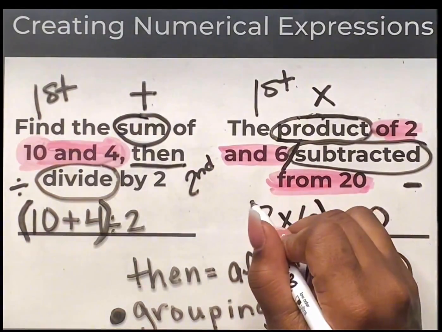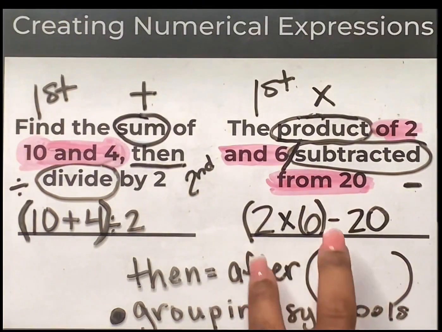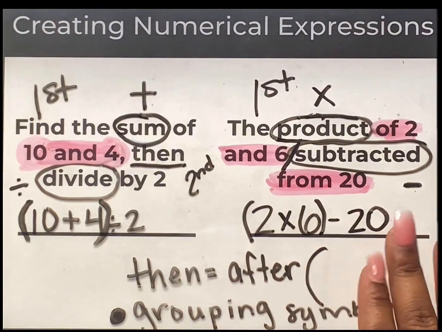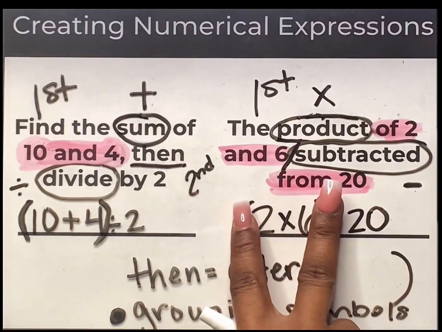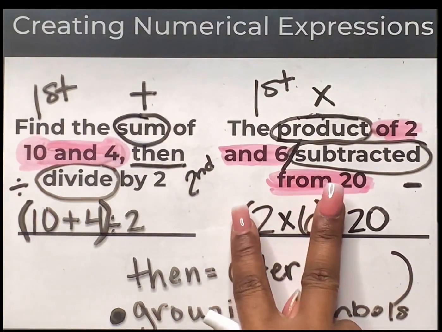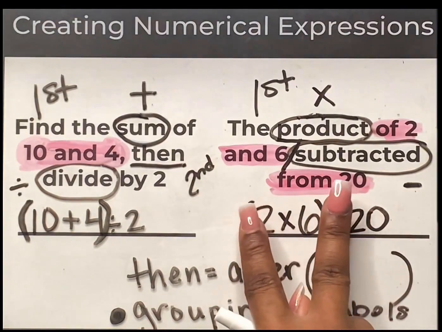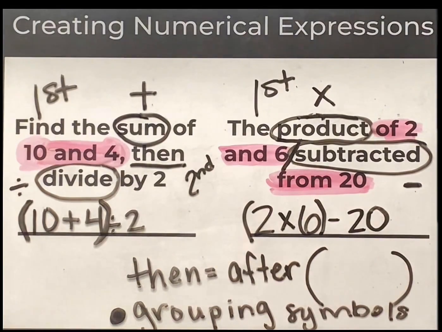Because PEMDAS says that we multiply before subtracting, you still would have gotten the same value. However, I still like to put the grouping symbols to denote what happens first, just to make sure I get it correct. But say you didn't put these grouping symbols here, the value of the numerical expression still would have been correct. But best practices for a 5th grader is to just put the grouping symbols, okay?